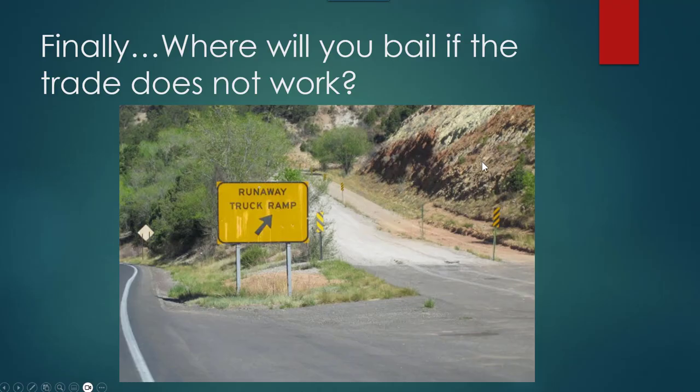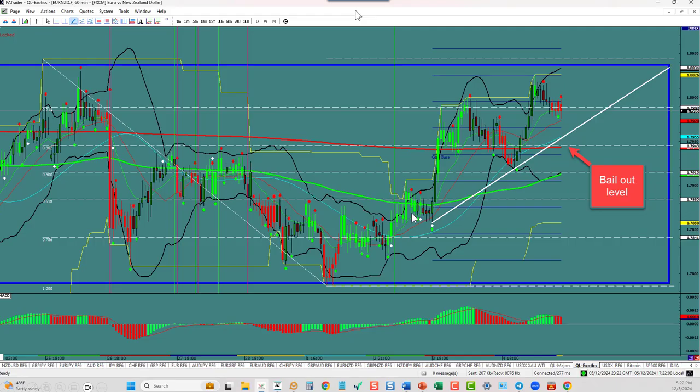So finally, where will you bail if the trade does not work? All right, so you've all been in the mountains and you've seen this, it's for the trucks. We've got big payloads and their brakes go out. Well, if the brakes fail, they've got a place here they can run off into. It goes up the hill, it's full of sand, and it slows them down and they don't get killed or kill somebody else. You have to do the same thing in the Forex, okay?